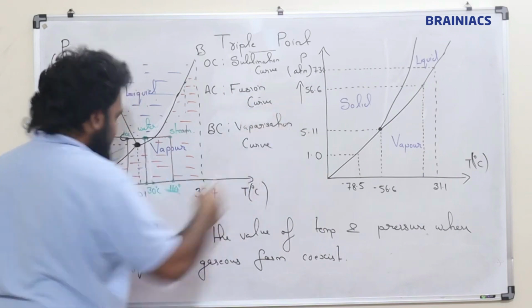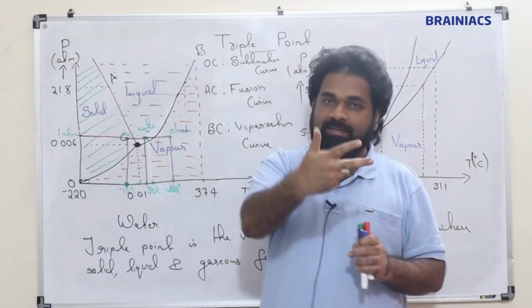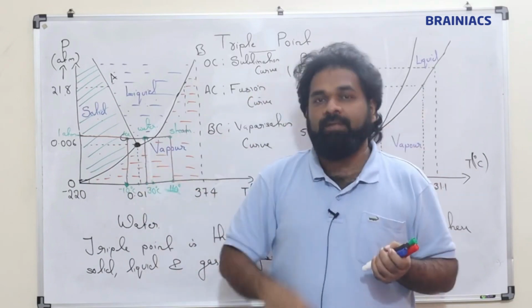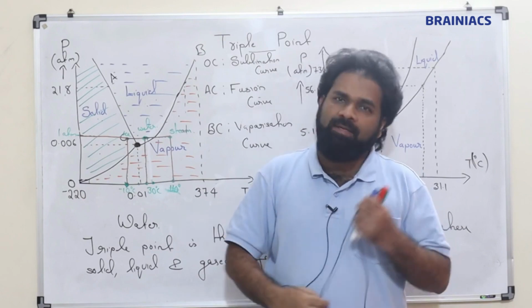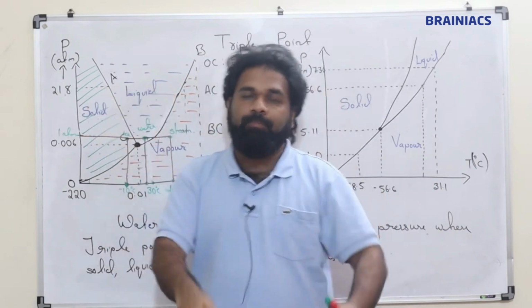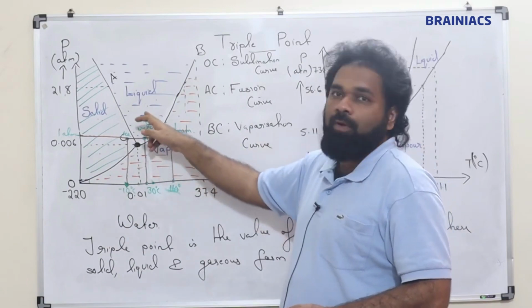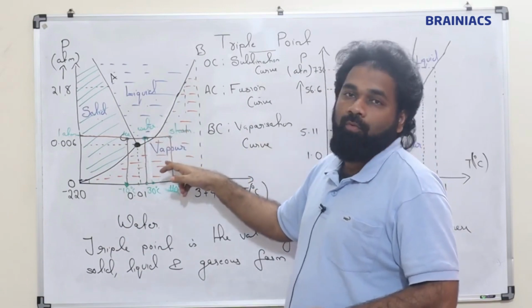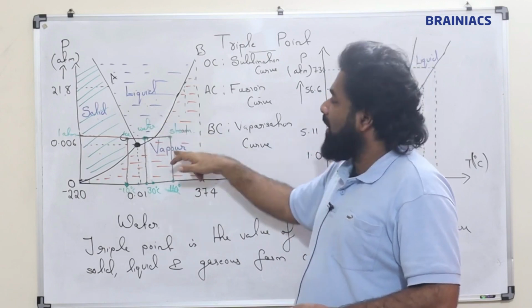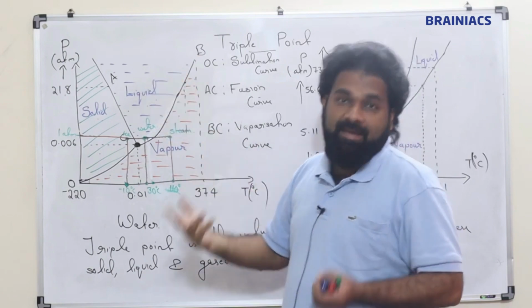Fusion curve. What is fusion? Fusion means conversion of water into ice. Liquid form will become the solid form, that is what is fusion. And melting is what? Solid form will become liquid form, that is what is melting. So vaporization is nothing but liquid will convert into what? Vapor. Liquid will convert into vapor, vaporization. Same way, vapor converting into liquid is called condensation.